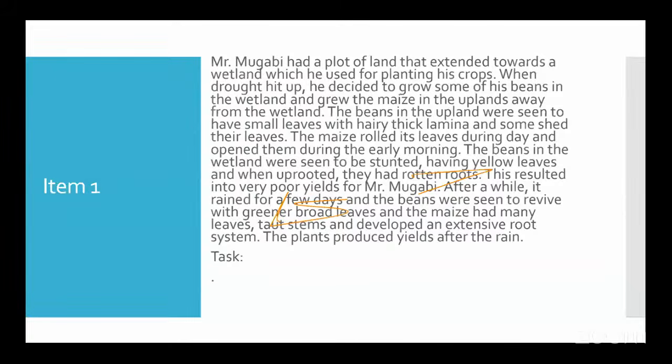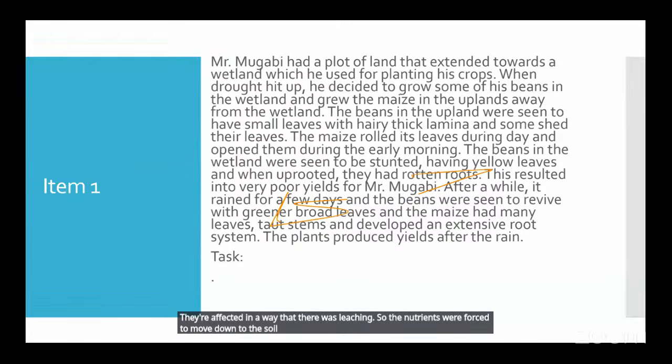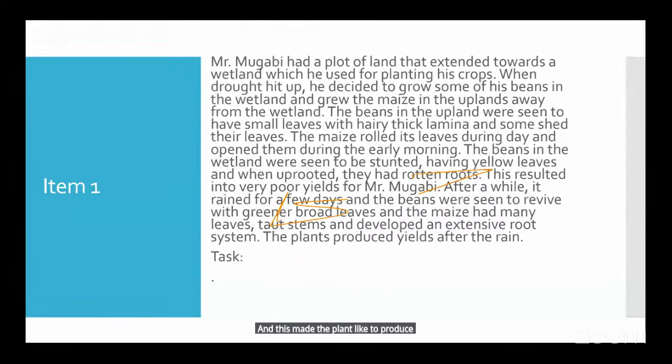Yeah, I think since the bean plants were grown in the wetlands, this affected the plant nutrients. For example, the phosphates. So they were affected in a way that there was leaching. So the nutrients were forced to move down to the soil. And this made the plant to produce poor yields.